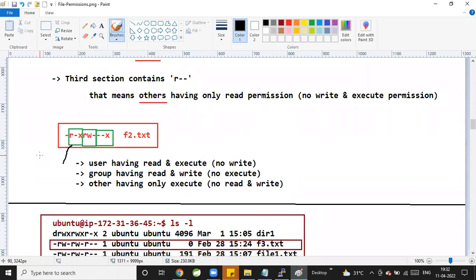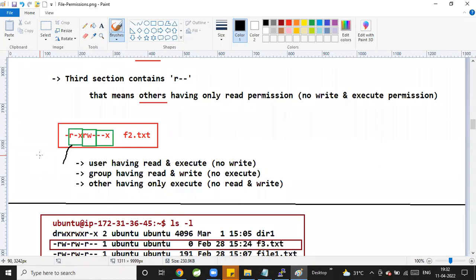Execute means whenever we have a shell script file, we execute the scripting file. If you have a Java program, you are executing the Java program, like that. Without execute permission, that won't work. Tomorrow we are going to write a shell script, and without execute permission they can't execute that shell script. First section contains r-x.